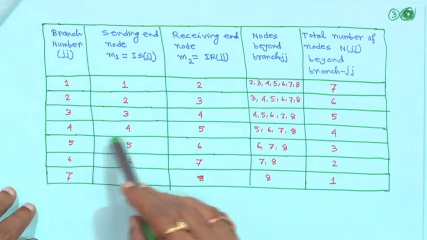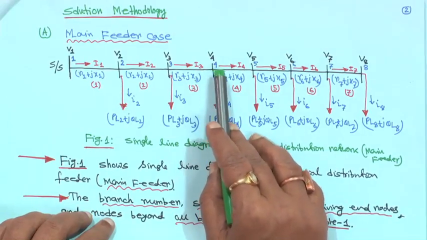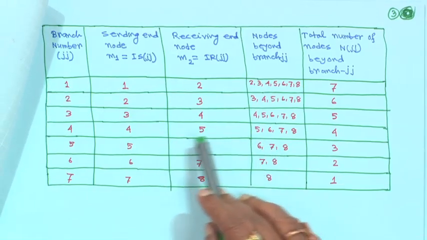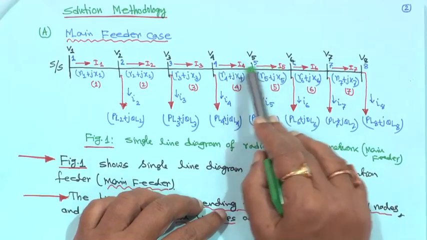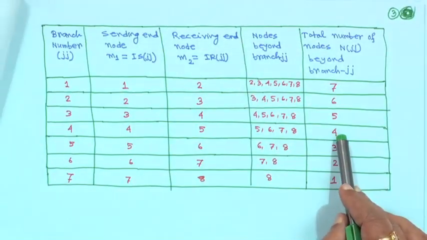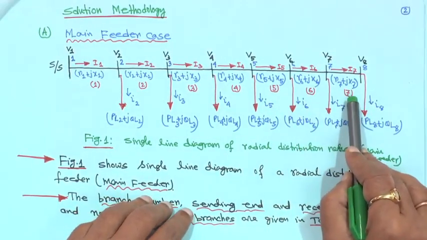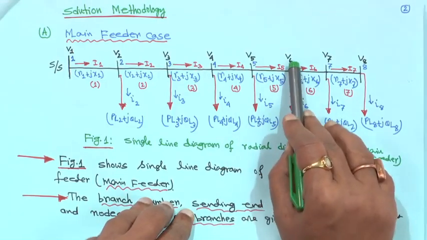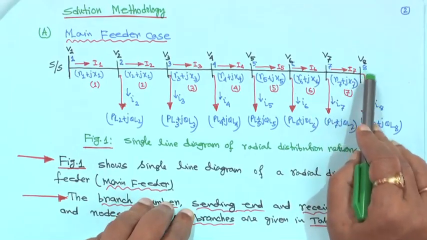Similarly, for branch 4, it is 4 to 5, right. Branch 4 is this one, right. So, for branch 4 the sending end node is 4, receiving end node is 5. So, 4 5, and the total number of nodes beyond this branch, the node numbers, are 5 6 7 8, and total nodes are 4. Similarly, for branch 5, branch 6, branch 7, right. For branch 5 this is the sending end node, this is the receiving end node. For branch 6 this will be the sending end node, this will be the receiving end node. For branch 7 this will be the sending end node, this will be the receiving end node, right.